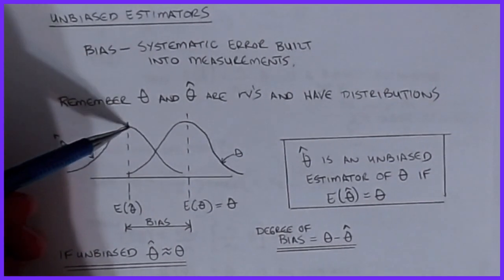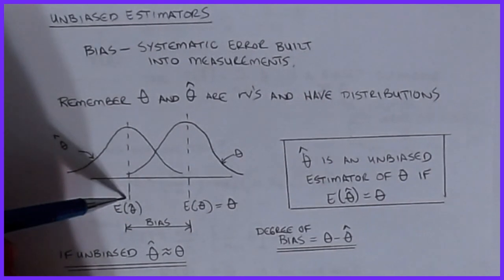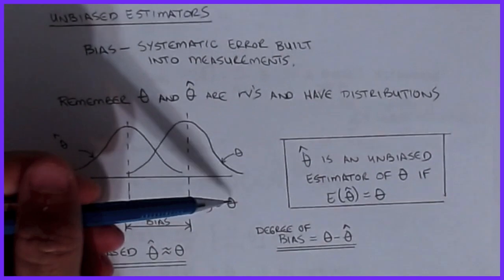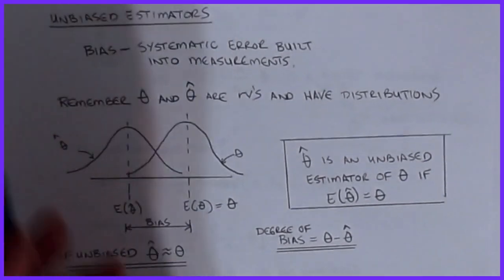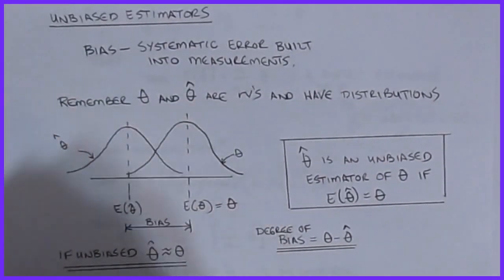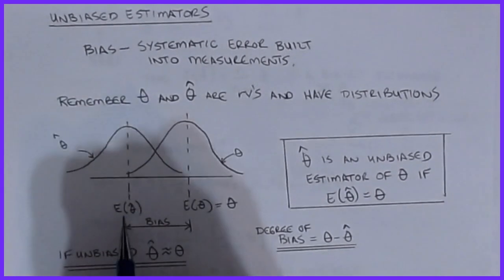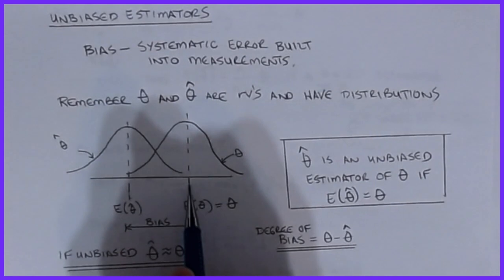At this point, we define the expected value of theta hat, and at this point, we define the expected value of theta, which is just our theta parameter. Then bias is the difference that exists between those two values. So if we want to have a good estimate, I want this line to line up over the top of this line.